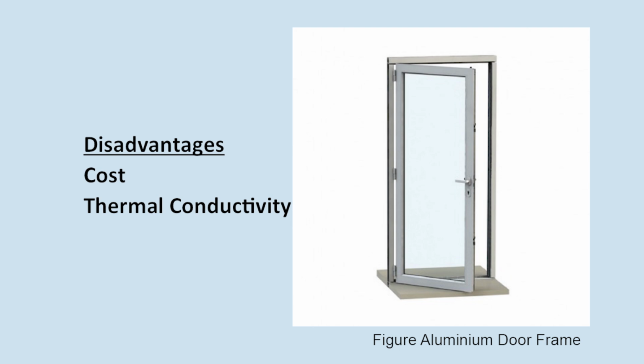But there are some disadvantages associated with the aluminum door frame. One of them is cost. Aluminum frames tend to be more expensive than timber or standard steel frames. Another disadvantage associated with aluminum door frame is thermal conductivity. Aluminum has high thermal conductivity, which can lead to heat transfer unless properly insulated.